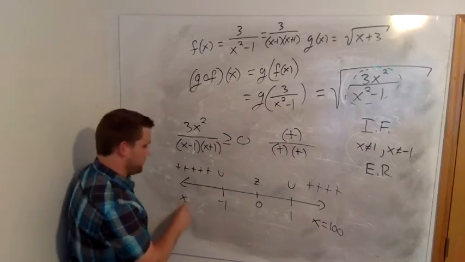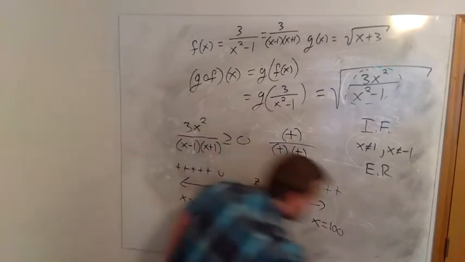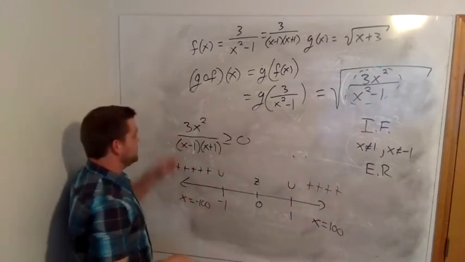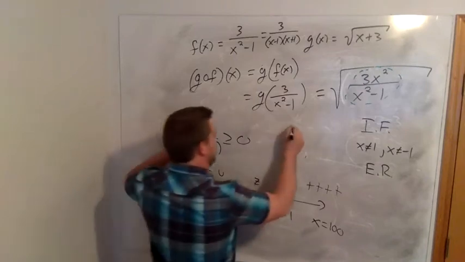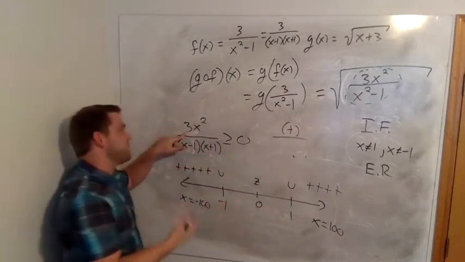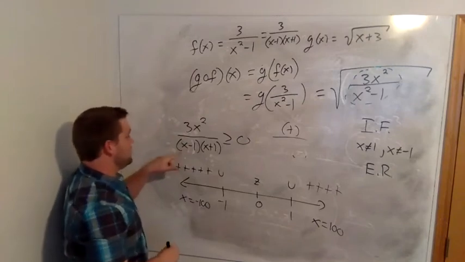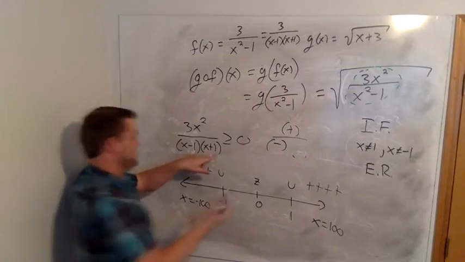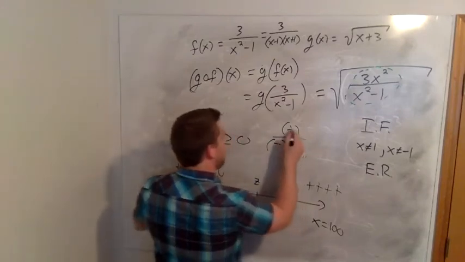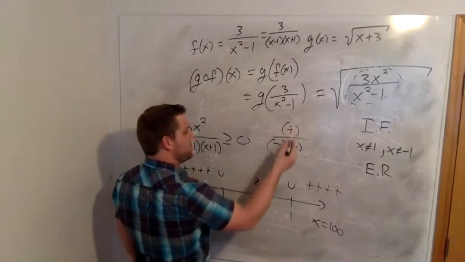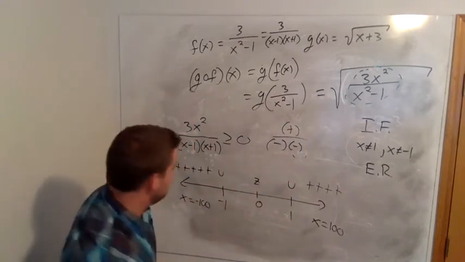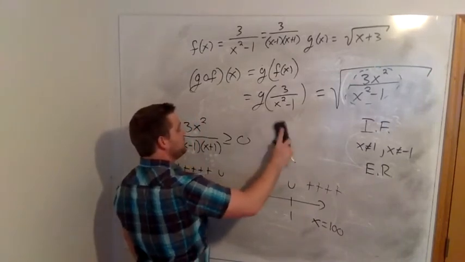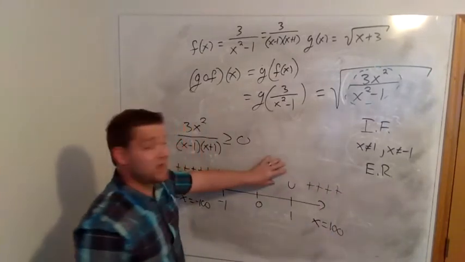Similarly, you could check something over here. This could be negative 100, something way over here. In a similar way, if I plug in something super, super negative, if I square a negative number, it becomes positive. I'm multiplying it by a positive number, so it's still positive. Negative 100 minus 1, well, that's a negative number. And negative 100 plus 1, that's still a negative number. So I have a positive over a negative times a negative. I get a positive over a positive. That's positive.